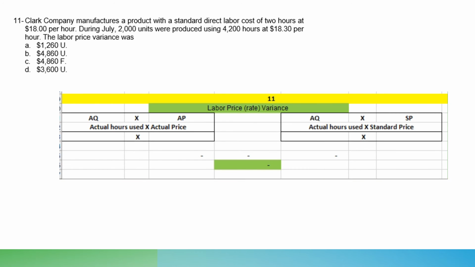Alright, question 11 talks about the Clark Company producing a product with a standard direct labor cost of 2 hours at $18 per hour, and in July they made 2,000 units using 4,200 hours at $18.30 per hour. And in this case we're asked to calculate the labor price variance. So if we look at the actual hours, we have 4,200, and that you will use on both sides. And we have the actual cost of $18.30 per hour, giving us a total actual spend of $76,860. Our standard price was $18 per hour, giving a budget of $75,600, which tells us that in this case we have an unfavorable variance of $1,260, unfavorable as it exceeds the budget.